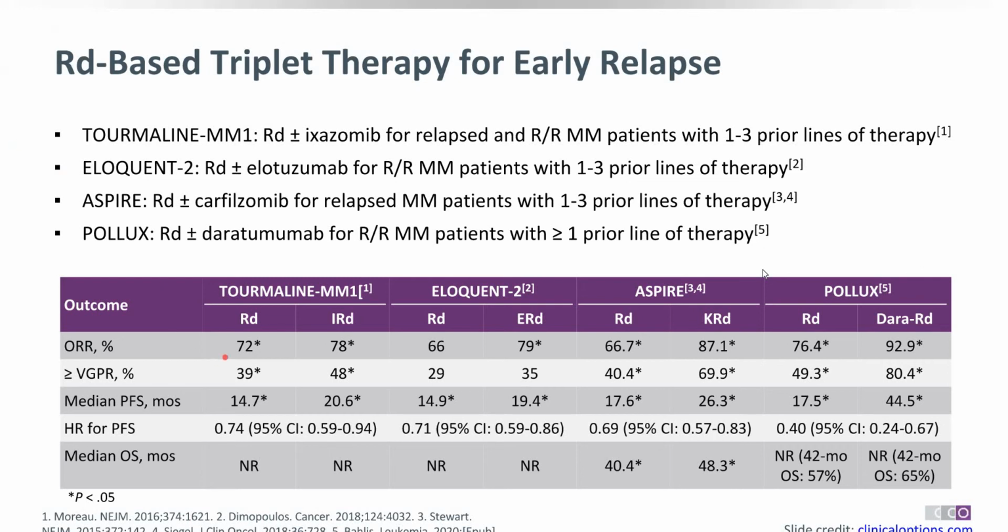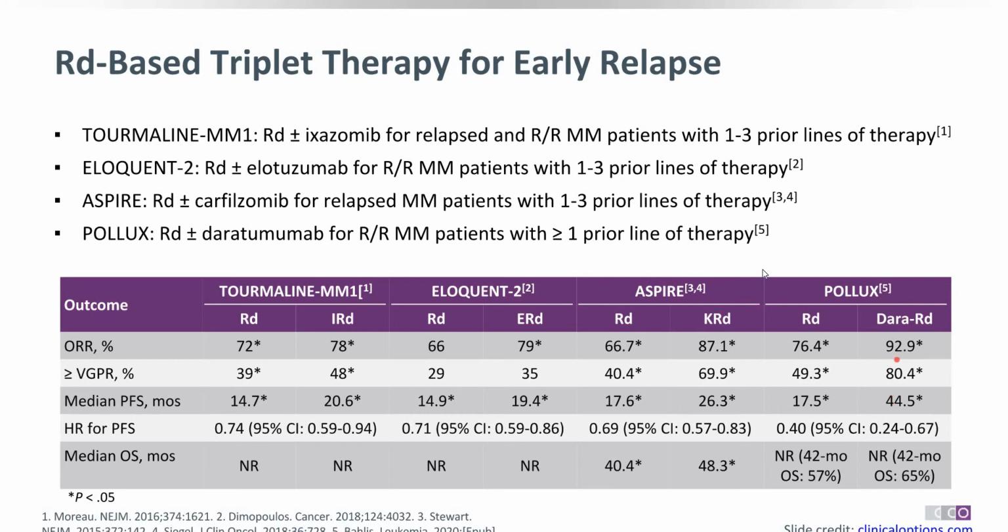So overall response rate is 72% with RD only. If we combine ixazomib, it is 78%. ERD 79%, KRD 87%, daratumumab 92%. So a huge difference, and this drug is supposed to be the best in terms of overall response rate, CR rate, all the response rates. So daratumumab along with lenalidomide and dexamethasone, this is the best in terms of everything.